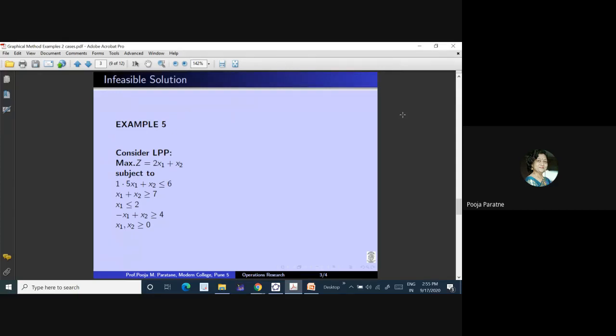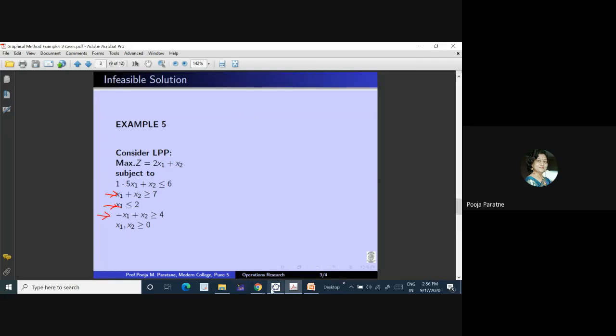It is maximization of 2x1 plus x2 subject to the constraints 1.5 x1 plus x2 less than or equal to 6. Second constraint is x1 plus x2 greater than or equal to 7. Then next constraint is x1 is less than or equal to 2. And the next constraint is minus x1 plus x2 greater than or equal to 4. And here it is the positivity constraint.